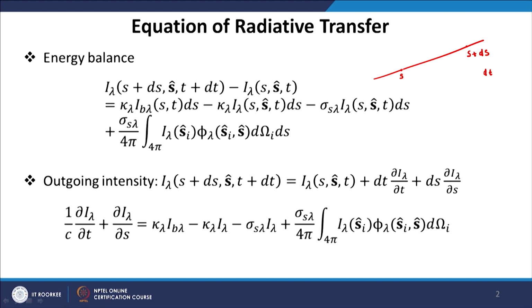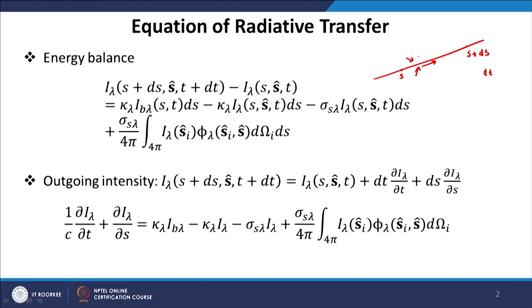When the radiation travels from S to S plus ds, its intensity will increase because of in-scattering. In-scattering is the amount of energy scattered into this direction. So, intensity will come from other directions and it will in-scatter. There will be some emission. The intensity will decrease because of absorption and out-scattering. We discussed all these facts. So, we add all the components.